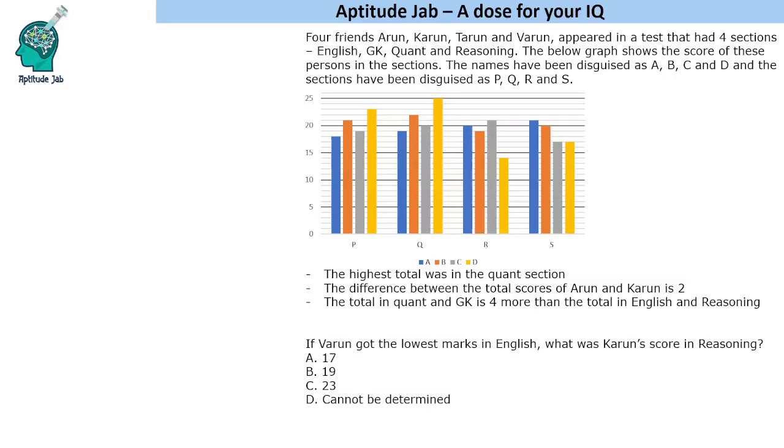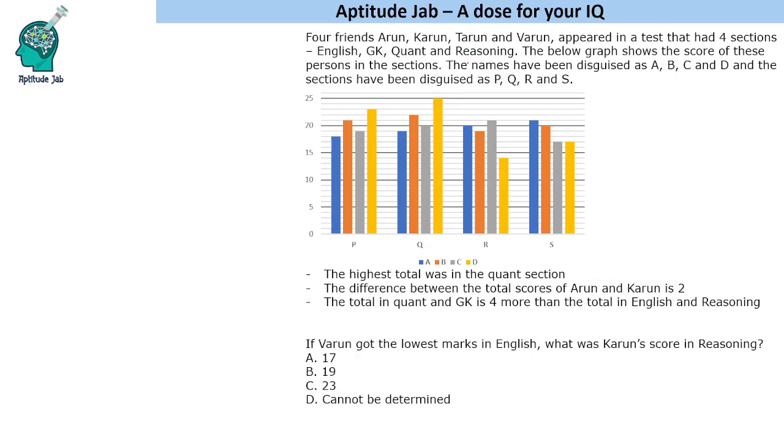In this set, we are given a bar graph, although it is not just a graph based question, it involves logic as well. It says that there are four friends Arun, Karun, Tarun, and Varun. They appeared in a test that had four sections: English, GK, Quant, and Reasoning. So this graph shows the scores of these persons in the sections. The names have been disguised as A, B, C, and D.